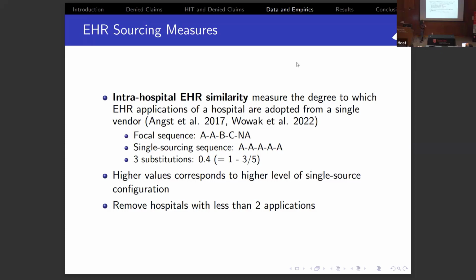Here we remove hospitals that adopted less than 2 applications, because for them it's going to be hard to determine what their single sourcing sequence will look like in the future.